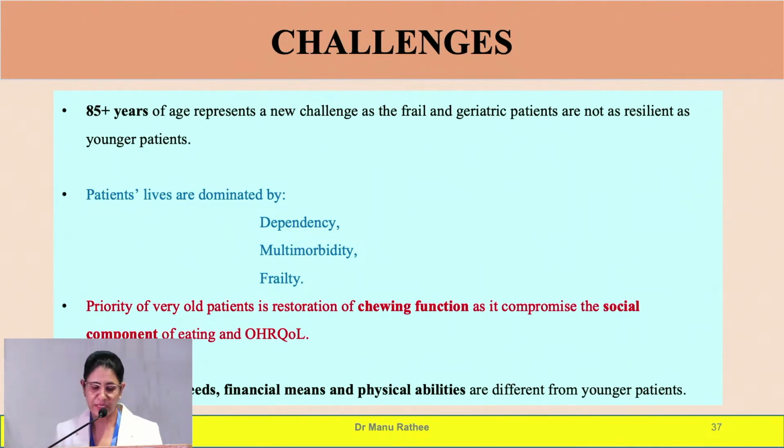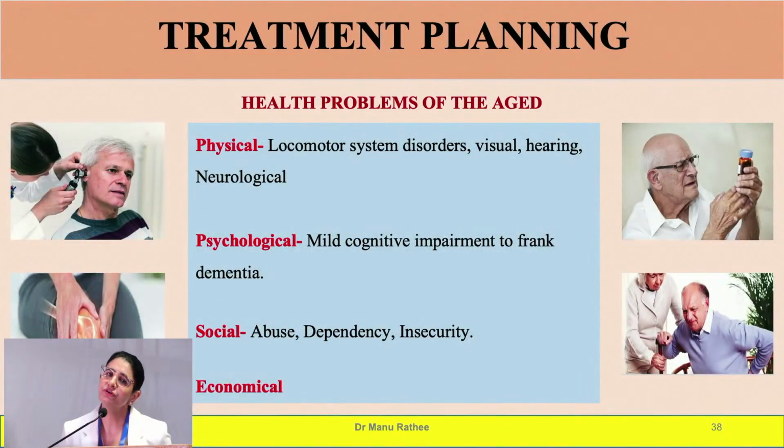Also, the patients' lives are dominated by dependency, multimorbidity, and frailty, which are not the characteristic features of an adult healthy population. So, the priority of the very old patients is restoration of the chewing function, as it compromises the social component of eating and the oral health related quality of their life. Hence, the demands, the needs, the financial means, and the physical abilities are different from younger patients. We have to acknowledge this, accept these facts.